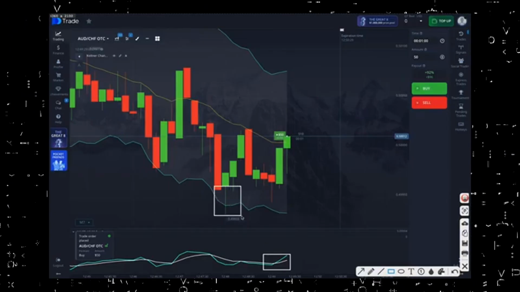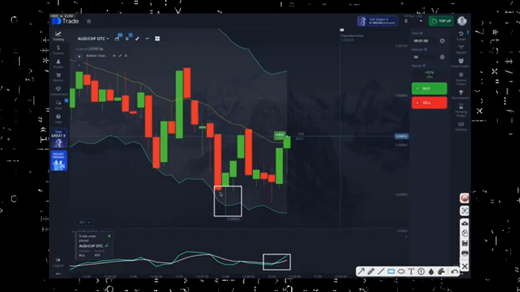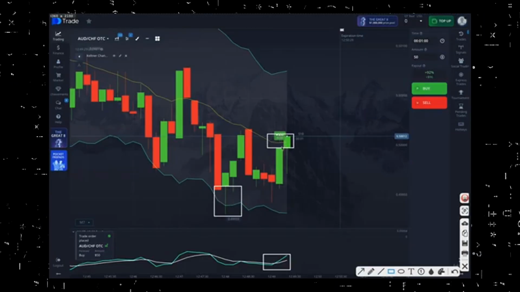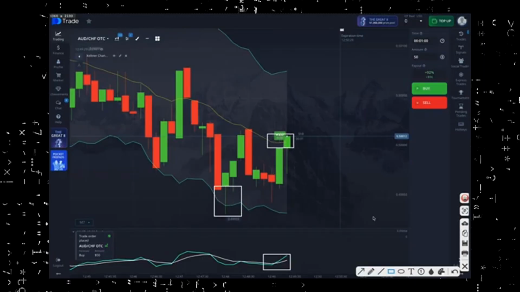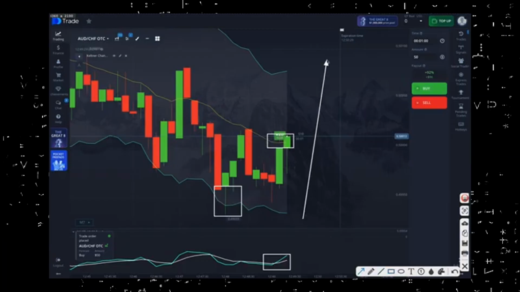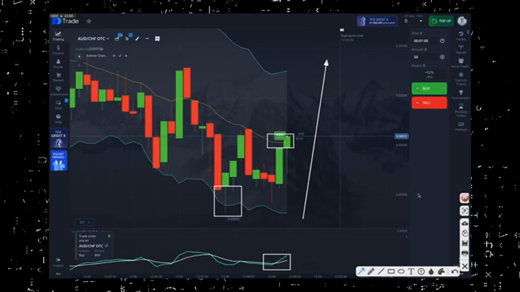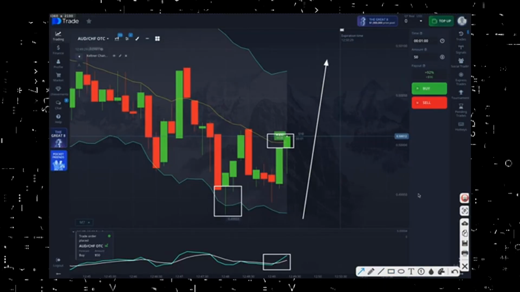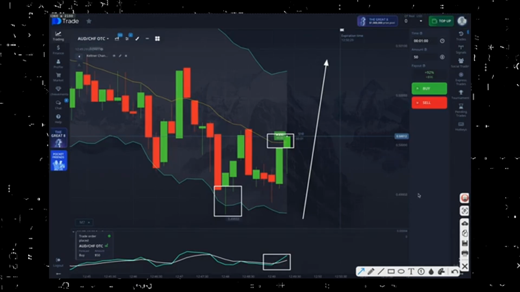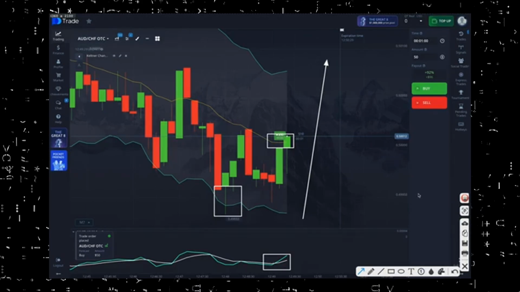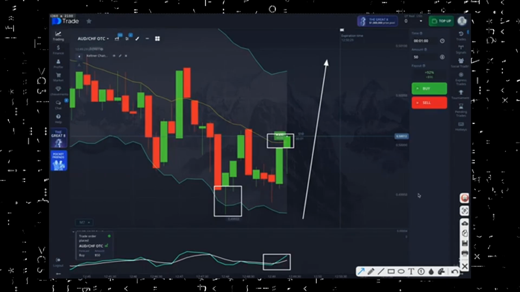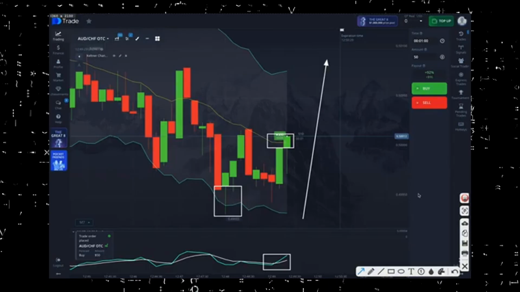The next signal comes from the Keltner Channel indicator. The candlesticks first touched the lower boundary of the channel and then broke through the middle line from below upwards. This is the entry point. Touching the lower boundary does not mean a signal, but when the price confidently overcomes the middle line, it is a strong confirmation that the market is ready to move up. Only after that, you can make a trade following the rules of the strategy.